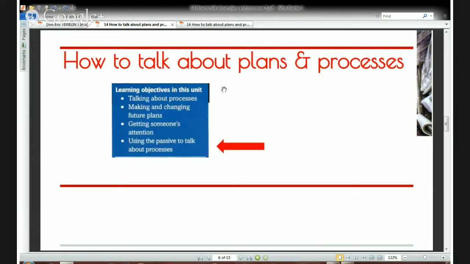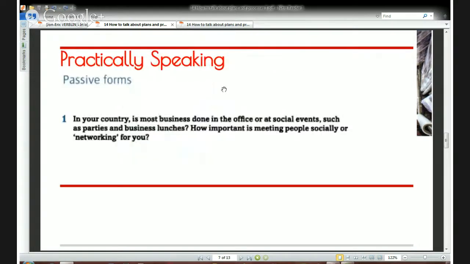Here we go. In today's class, we're going to focus mostly on the passive voice to talk about a process. So I have a question for you, just to begin. In your country, is most business done in the office or at social events, such as parties and business lunches? How important is meeting people socially or networking for you?